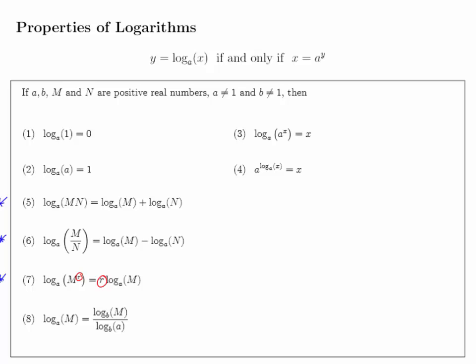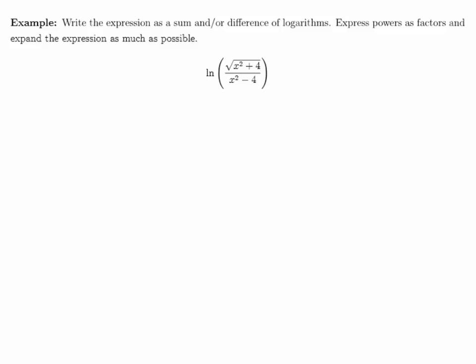Okay, so let's look at our example. We have the natural log of this quantity, and then we have the quotient of the square root of the quantity x squared plus 4 over the quantity x squared minus 4. So we're going to deal with the natural log function throughout this entire example. So let's take that original expression, and we have our square root here of x squared plus 4 over x squared minus 4.